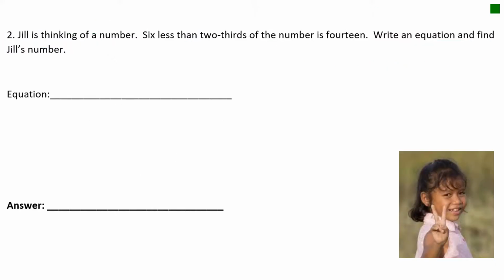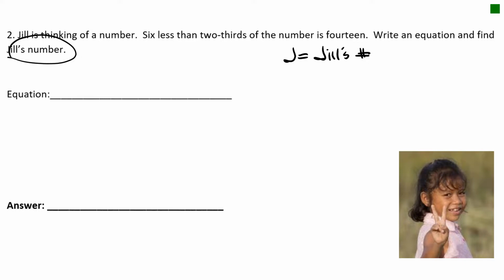Okay, number 2, Jill is thinking of a number. Oh, Jack and Jill. See, this is what they did while they were going up the hill to fetch a pail of water. They were thinking of numbers. So go to the end, write an equation, and find Jill's number. So J is going to equal Jill's number. I promise you people, I did not write these, but I like that they're all J's.